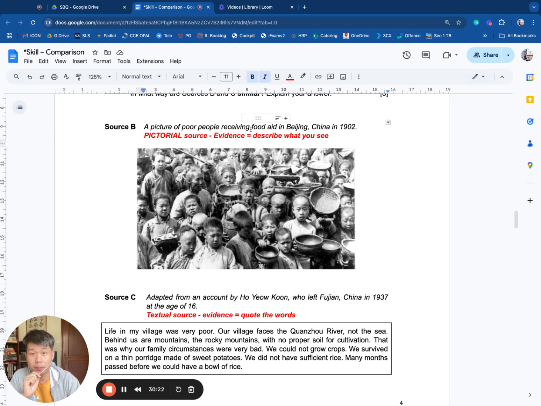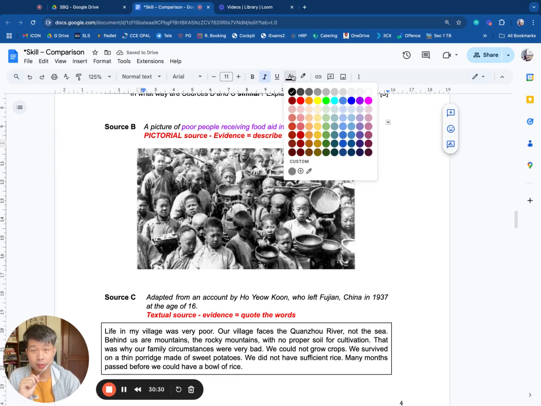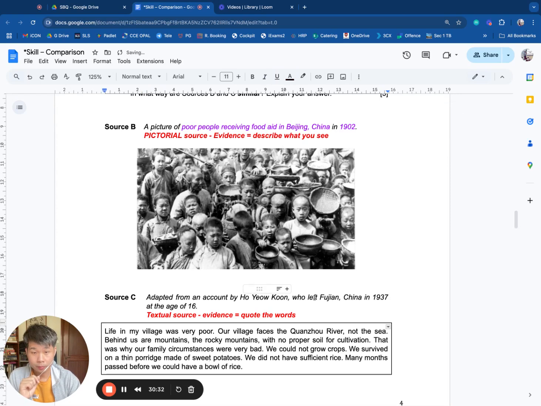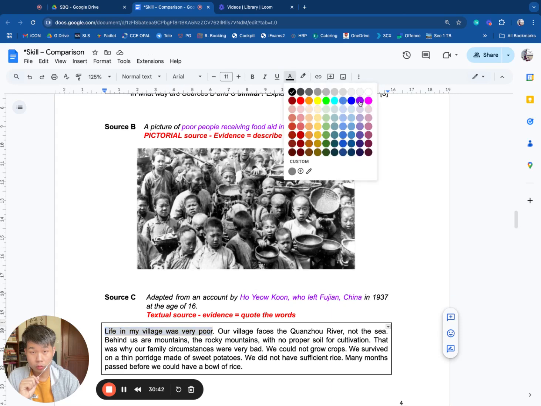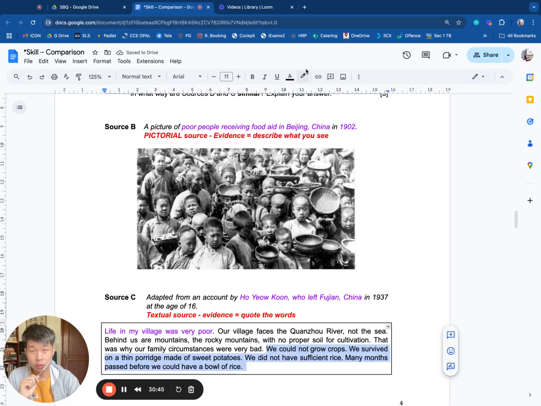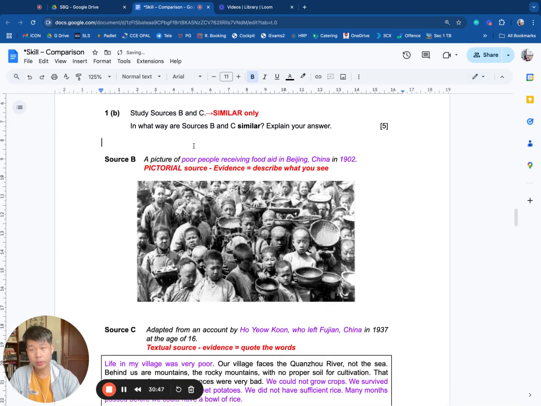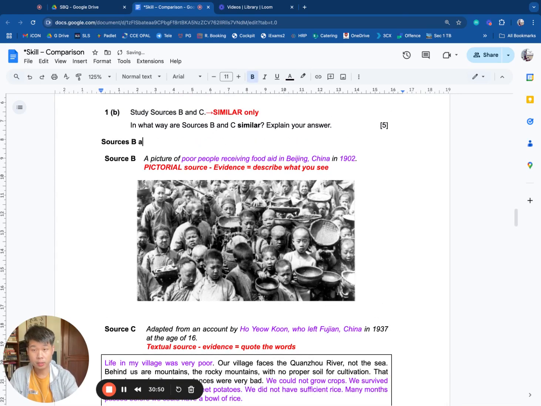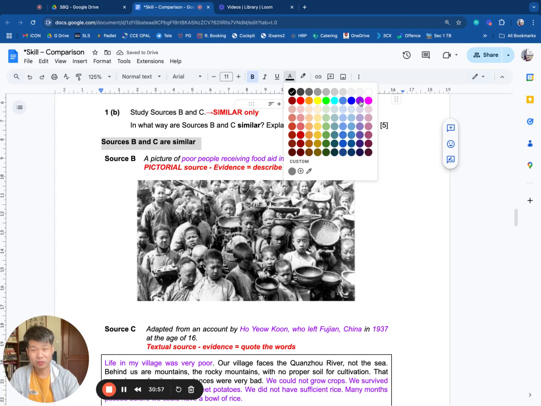So here I see poor people receiving food in China. Okay, if it's about migrants, I'm guessing this is about the Chinese migrants now. And then I see someone who left China. And what is this person doing? He's saying that life was very poor. We could not grow crops. We survive on tin porridge. We don't have sufficient rice. Okay, the similarity is quite clear. Sources B and C are similar. And here I have the year 1937. So I think I already have enough to write a similarity.